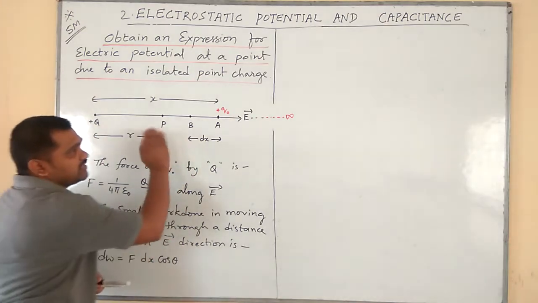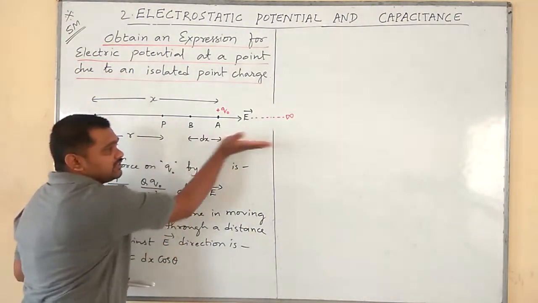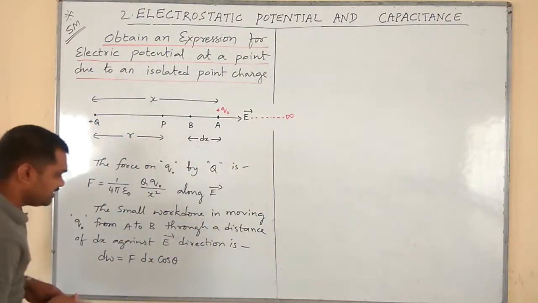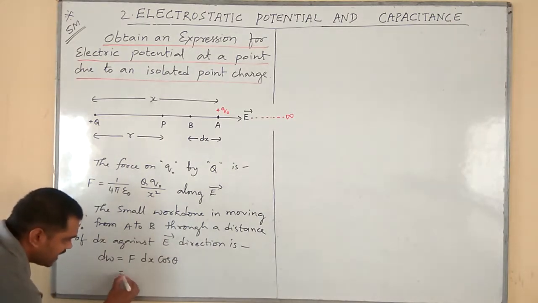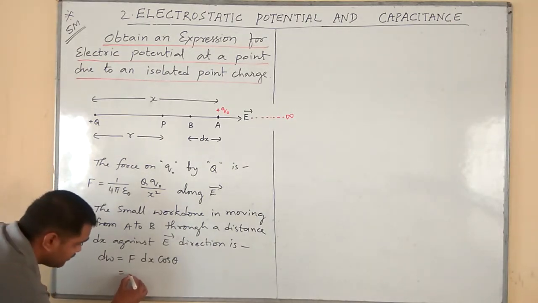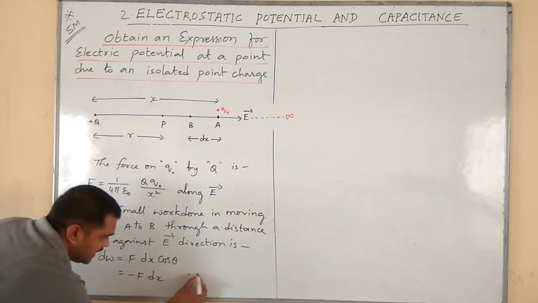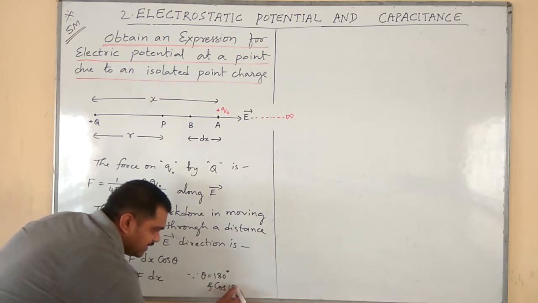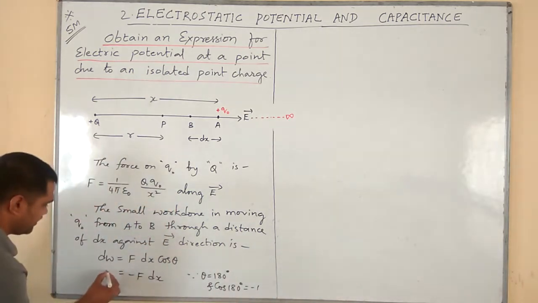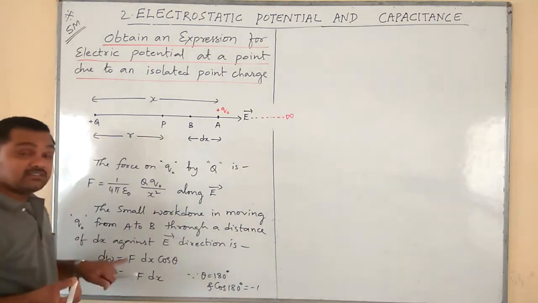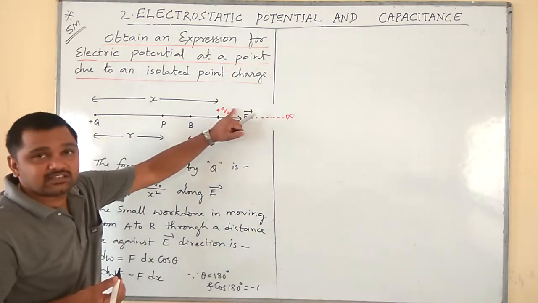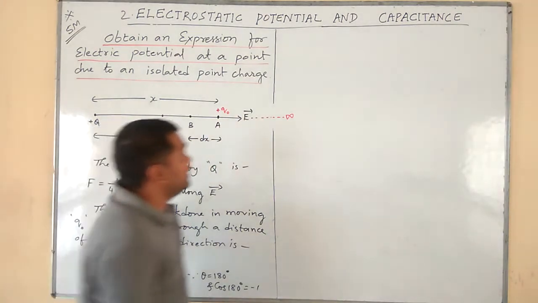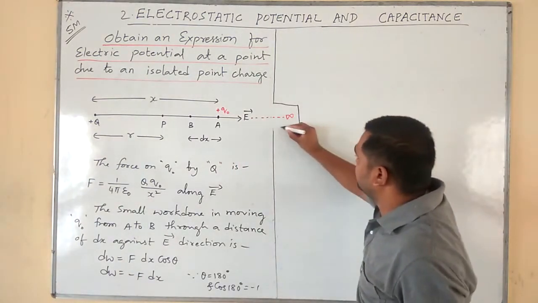See, the direction of force is along E. Already we have said that. So this is E. This is the displacement. Therefore, the angle between them is 180 degrees. Therefore, here cos 180 becomes minus 1. Therefore, it is minus F dx, because theta is equal to 180 degrees and cos 180 degrees is equal to minus 1. This is the small work done in moving that charge Q naught from A to B through a distance dx. Now see, we have to make use of a mathematical concept.